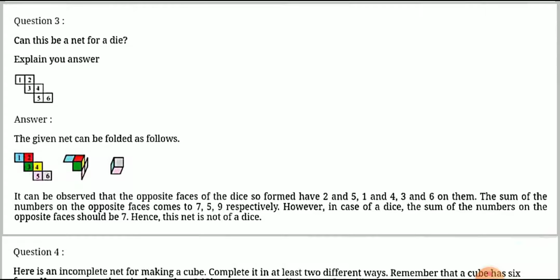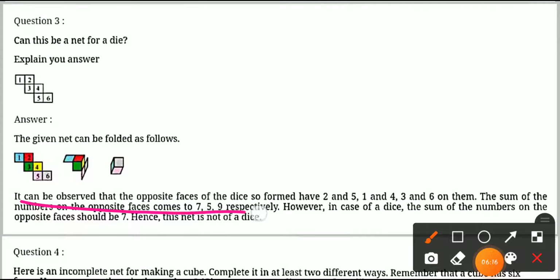Clear? You can see the details. It can be observed that the opposite faces of the die form 2 and 5, 1 and 4, 3 and 6. The sum of the numbers on the opposite faces comes to 7, 5, 9 respectively. Hence, in case of dice, the sum of the numbers on the opposite faces should be 7. Hence, this is not a net of a dice.